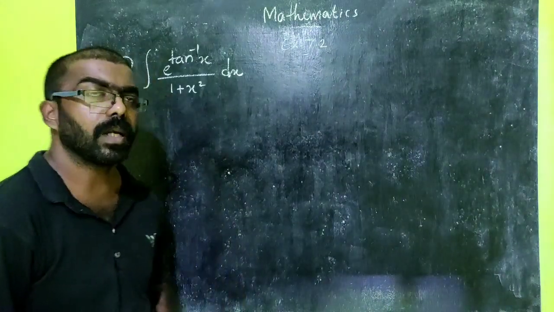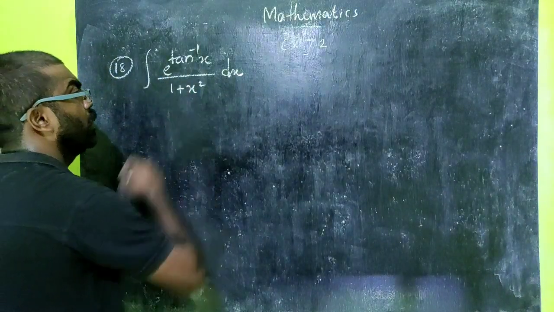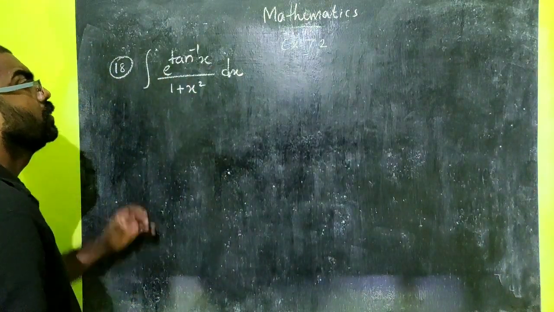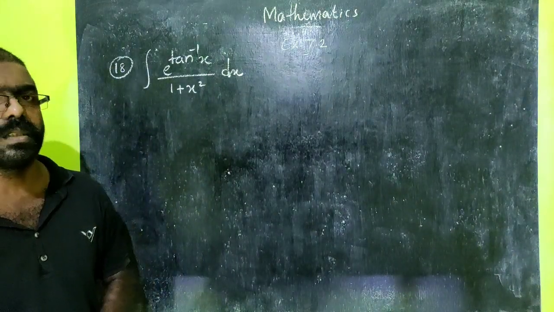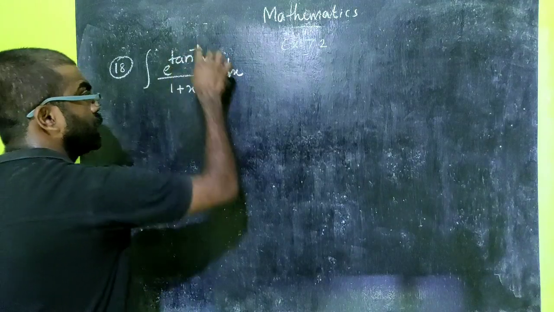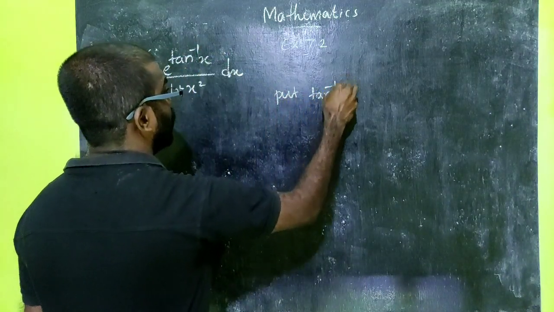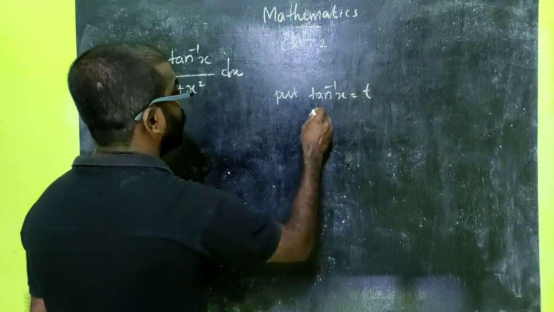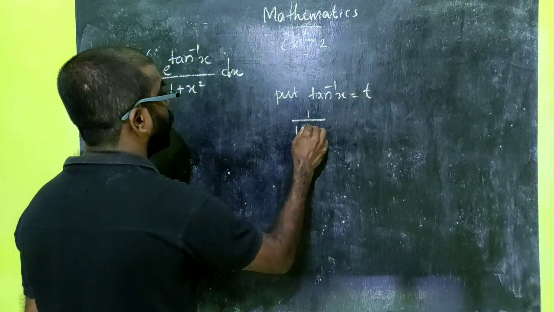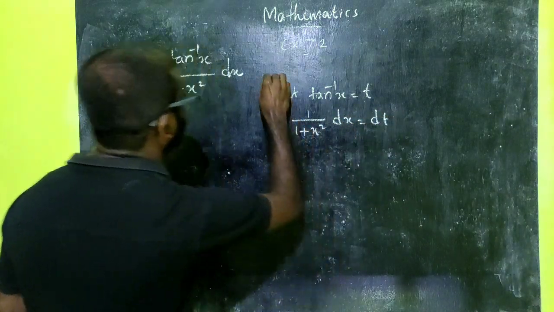Now we move on to question number 18. Integral e raised to tan inverse x divided by 1 plus x square dx. We know the derivative of tan inverse x is what? 1 by 1 plus x square. So we can put tan inverse x as t. Put tan inverse x is equal to t, and 1 by 1 plus x square dx is equal to dt.